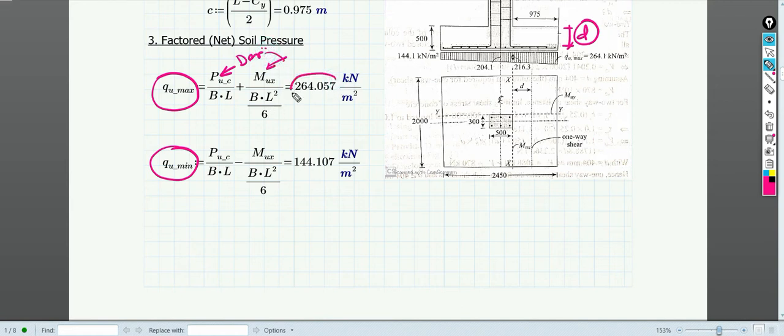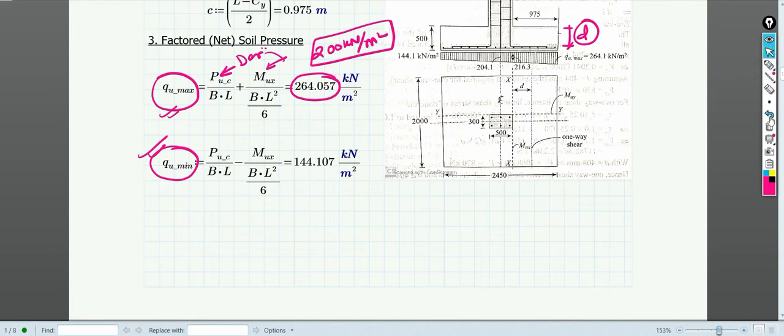And we can see that this is obviously greater than 200 kilonewton per meter square, which was the SBC for our case. This is because we find the design maximum stress and minimum stress so that we can use it for designing our footing. So that is what we have discussed so far.